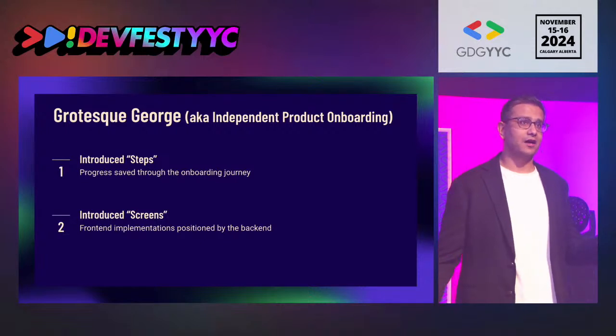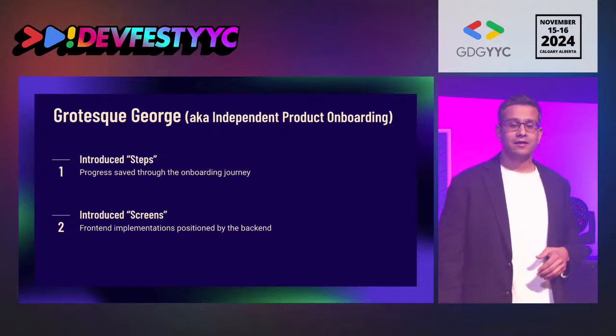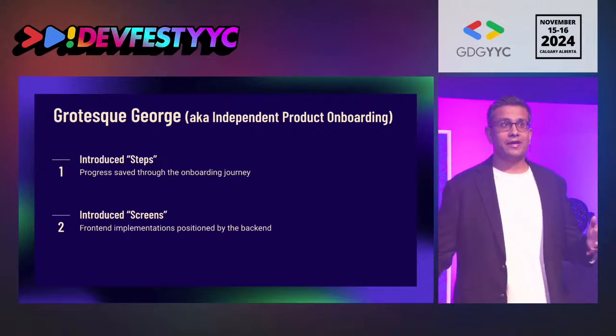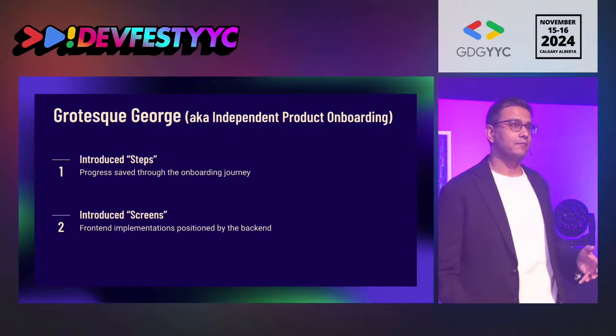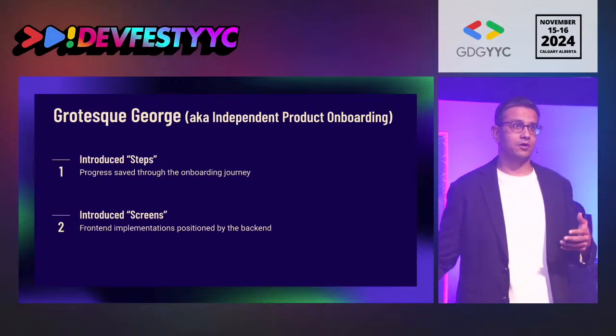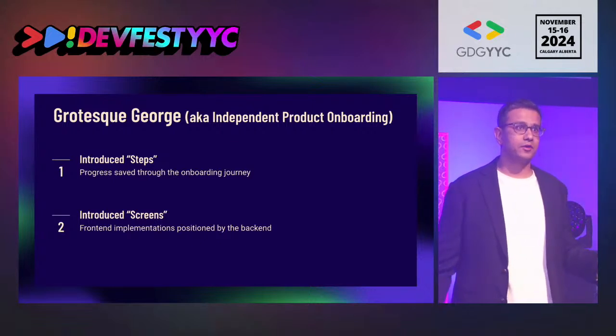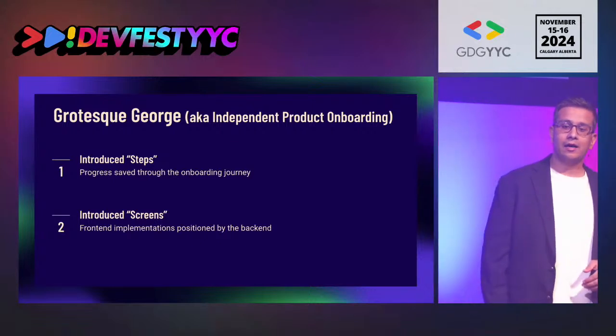And then we introduced the concept of screens. Because each screen collects a different piece of data, the screen itself is implemented on the front end, but it's the back end telling the front end what screen to use next or what kind of data the back end needs. Again, pretty simple iteration on top of what we had on Sam.